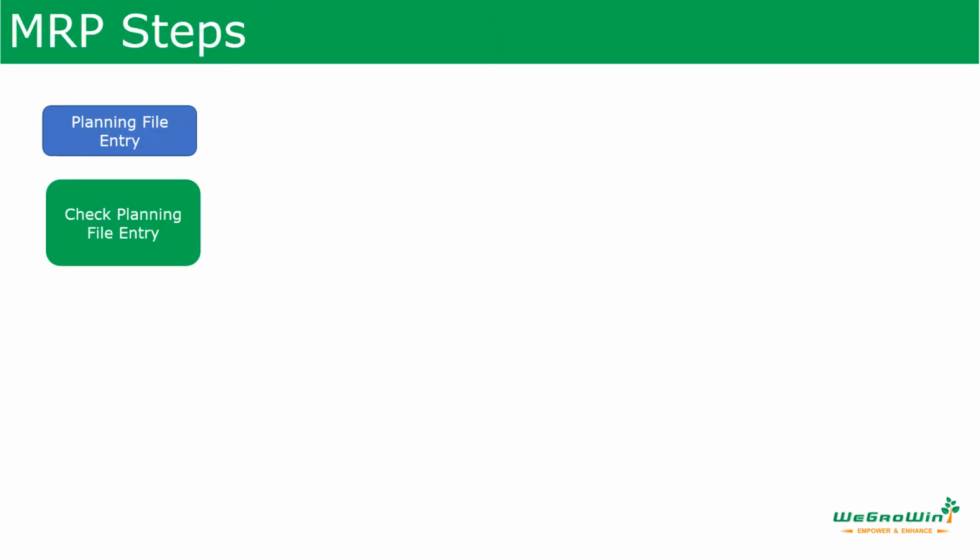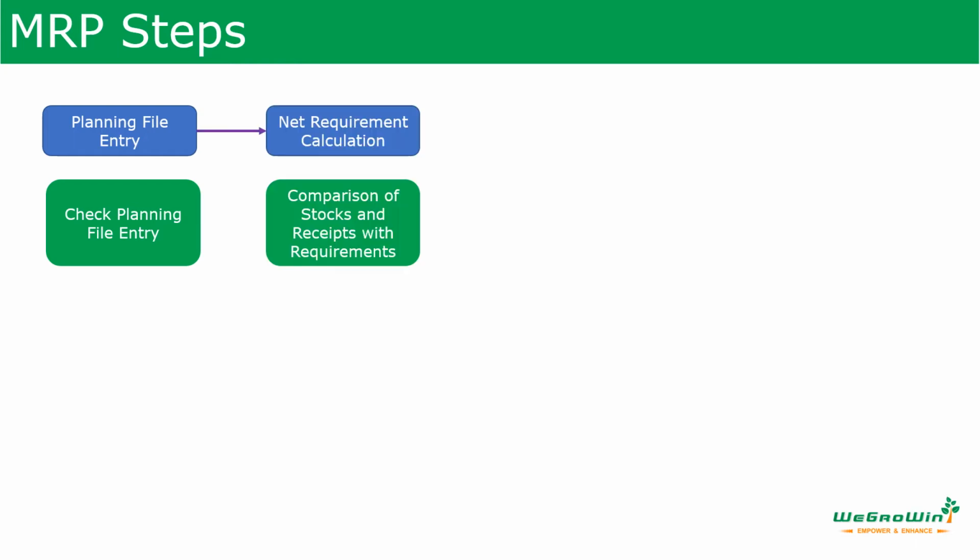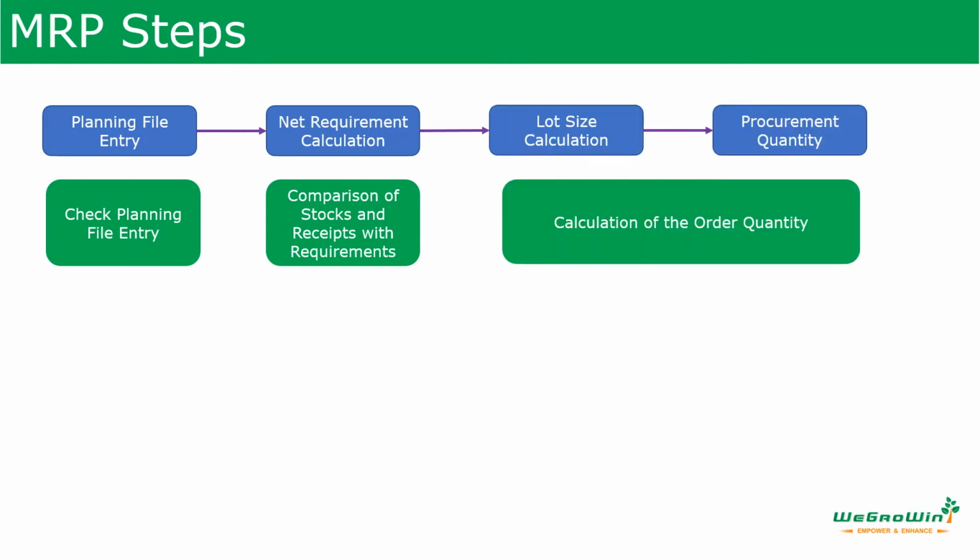Now, MRP consists of various steps. System-wise, first the system will check the planning file. In the planning file, there will be an entry to ensure the material has to be planned. So there will be a planning file entry. And then the system will determine the material shortage quantity or excess quantity by carrying out the net requirement calculation. Accordingly, the system will give you the requirement. And then the system will calculate what should be the procurement quantity based on the net requirement calculation, based on the lot size and the order quantity.